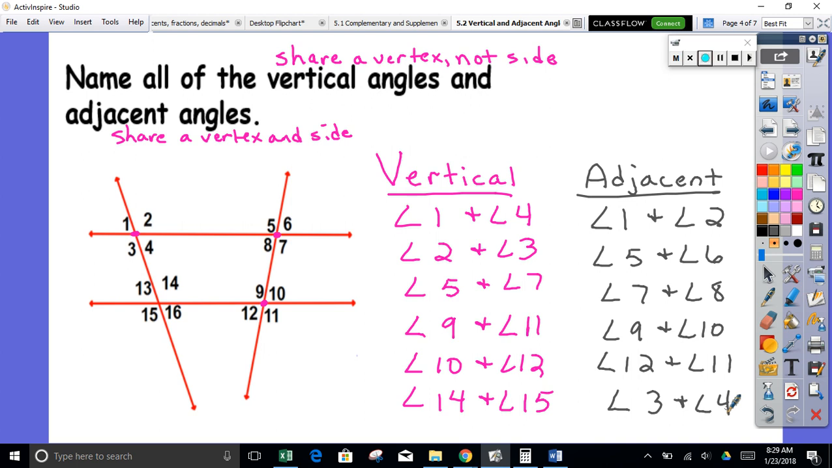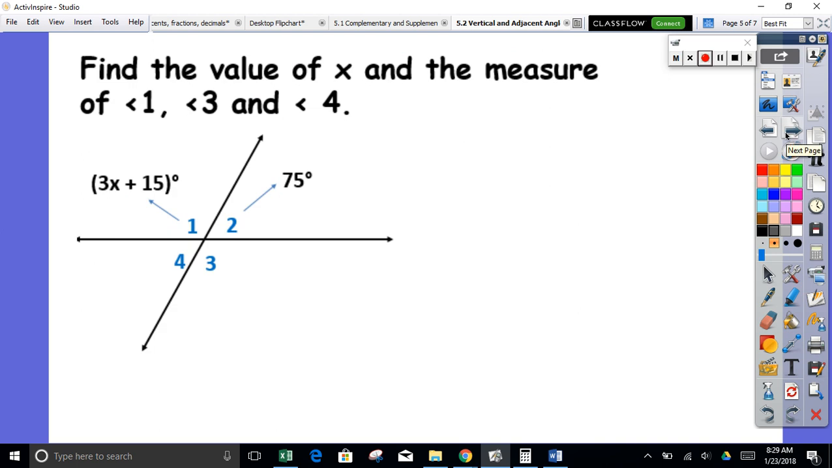Okay, once we cleared that up about vertical angles, adjacent angles seem to go a lot better, so that's a good thing. Okay, let's take a look now at the example. Find the value of x and the measure of angles 1, 3, and 4. So we know the angle of 2. We're going to find the measures of all of the other angles.